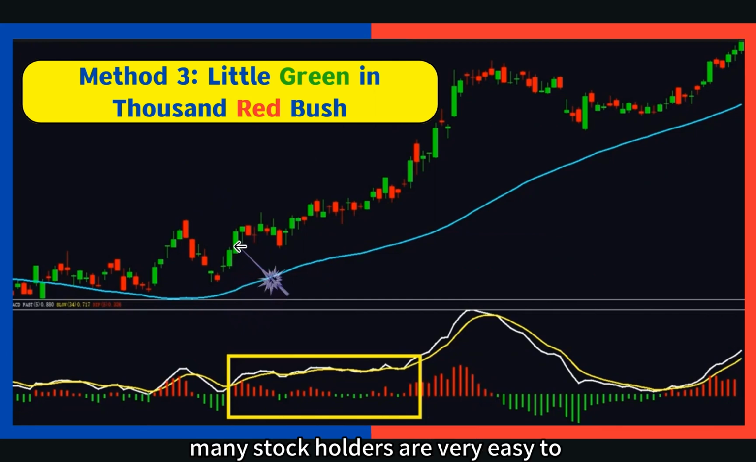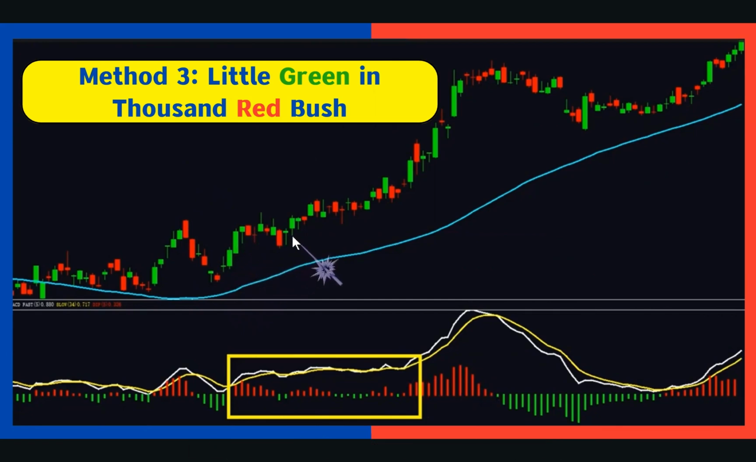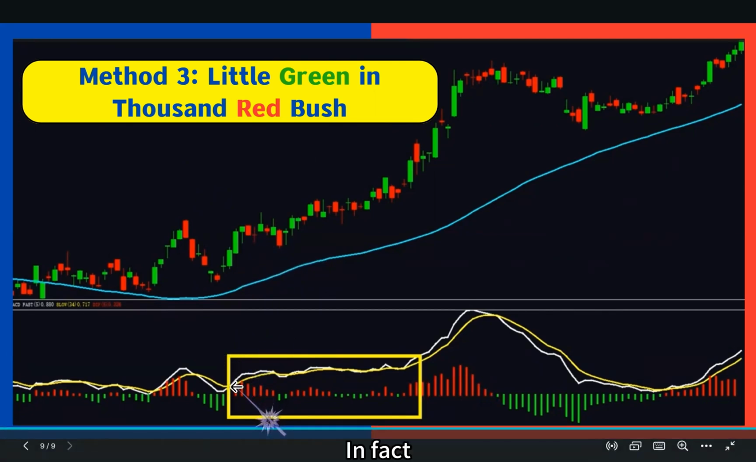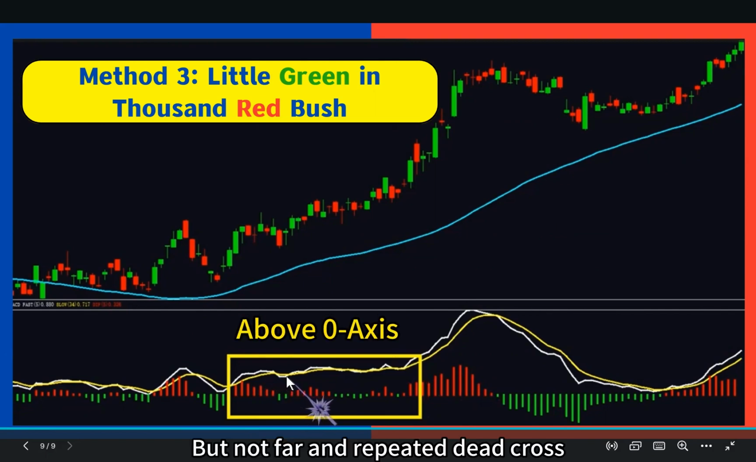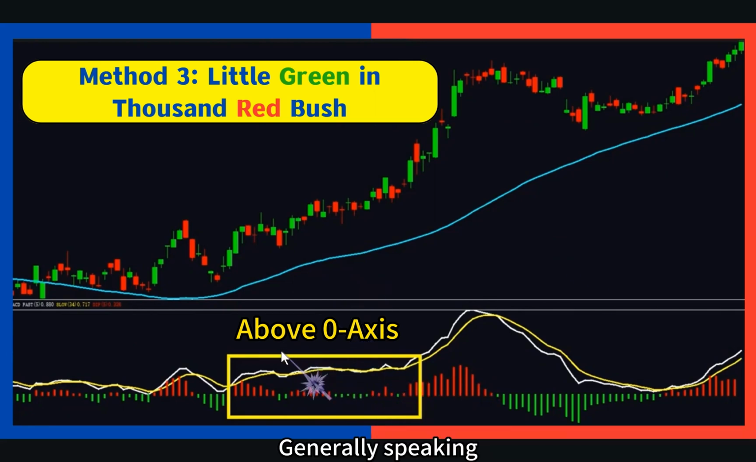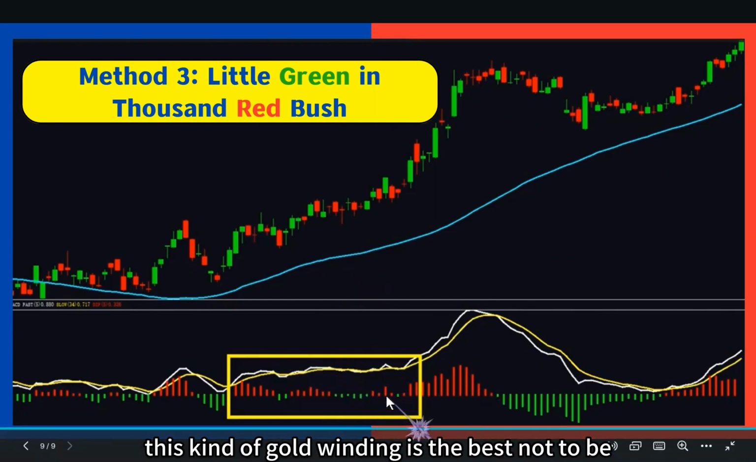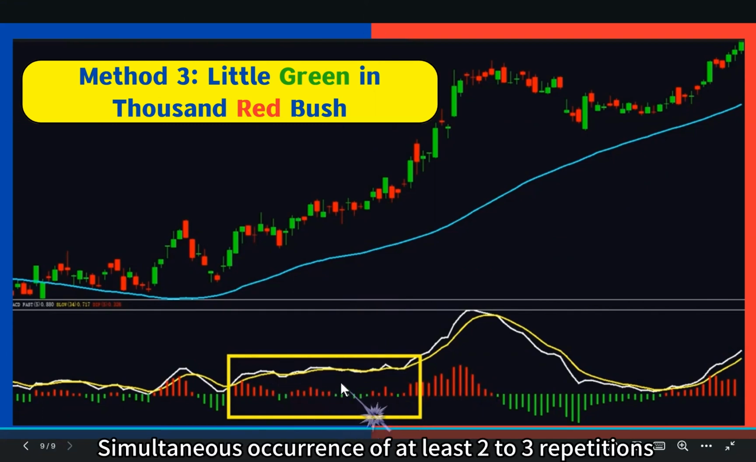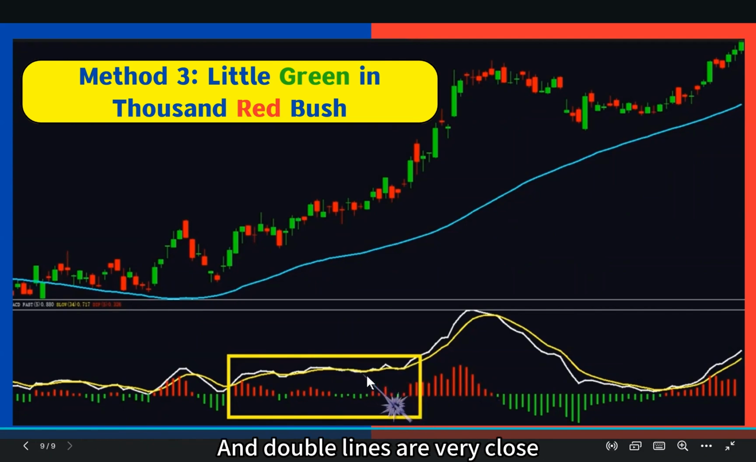Not strong and not weak. Many stockholders very easily lose patience during this period. But take a closer look at the MACD trend. In fact, the double line is above the zero axis, but not far, with repeated dead cross, gold cross, dead cross again. Generally speaking, this kind of gold winding is best when it is not too far from the zero axis, with at least 2 to 3 repetitions occurring, and the double lines very close.